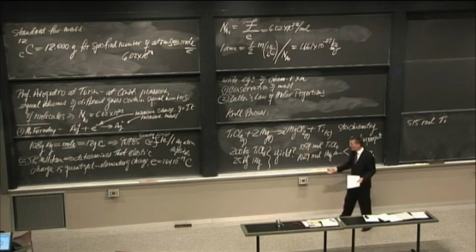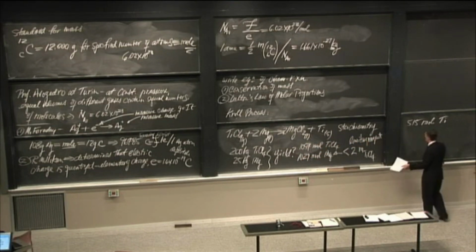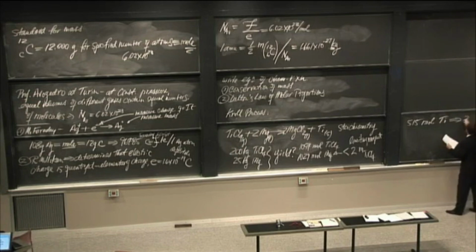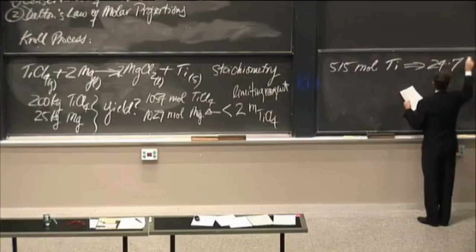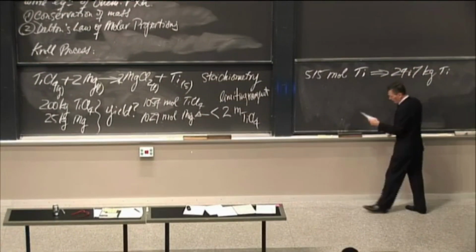And you notice I'm not obsessed about significant figures and so on. I mean, it's a metallurgical plant, you know. Half of 1029 is 515. Is it 514.5? If you wish, I don't care. So 515 moles, and then I convert that, which gives me 24.7 kilograms of titanium when I use that amount of magnesium.